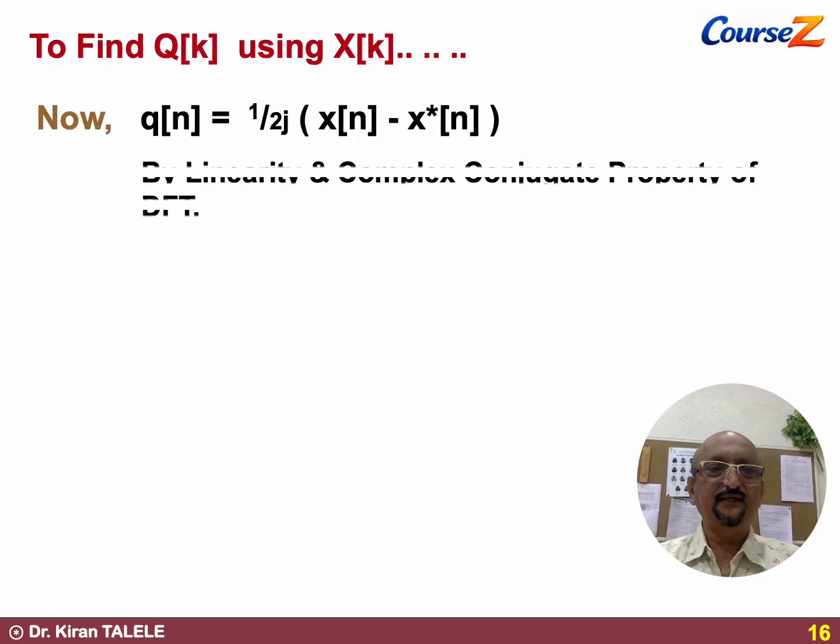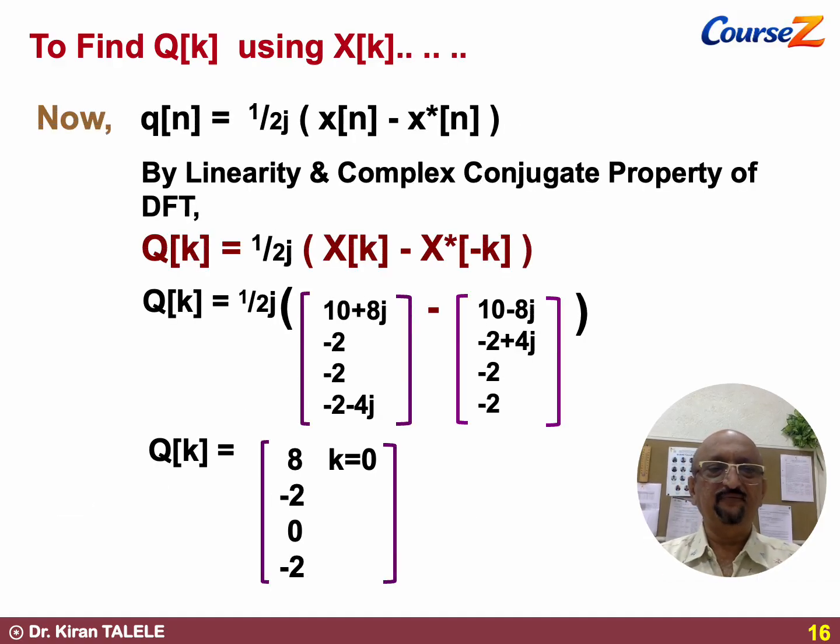By applying the property, substituting the value, adding the numbers, and dividing by 2j, you'll get this answer. This is q of k.